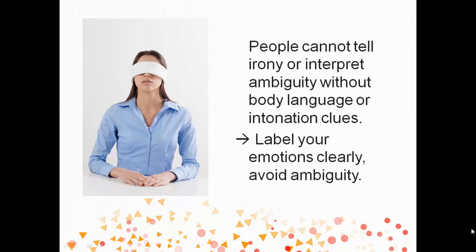The second point is that in virtual communication, people cannot really tell irony or interpret ambiguity because body language and mimics and intonation clues are often missing. Intonation clues also especially apply to email communication, which is also a part of virtual communication. So take into account that you have to label your emotions clearly in order to make sure people understand what you've been saying, and also avoid ambiguity at all costs.